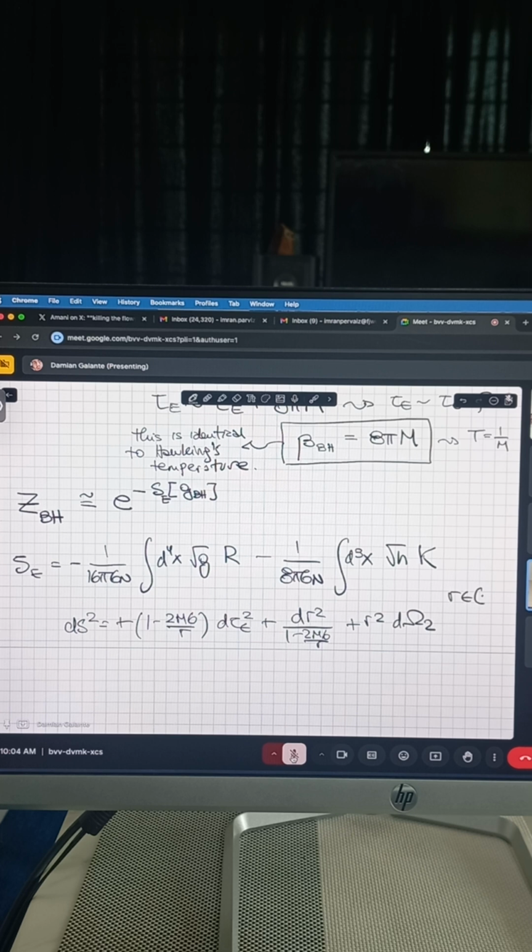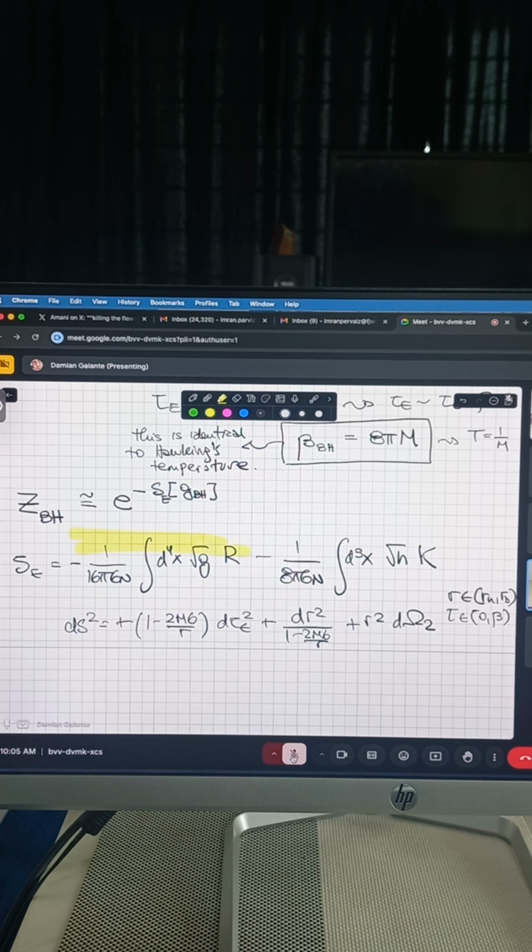For r going from RH to, let's call it r boundary, and Euclidean time going from 0 to beta. But now we know what's RH and what's beta, and we just need to decide what RB is, the boundary of our space. But let's do that just in a second. So there's something easier to highlight first.